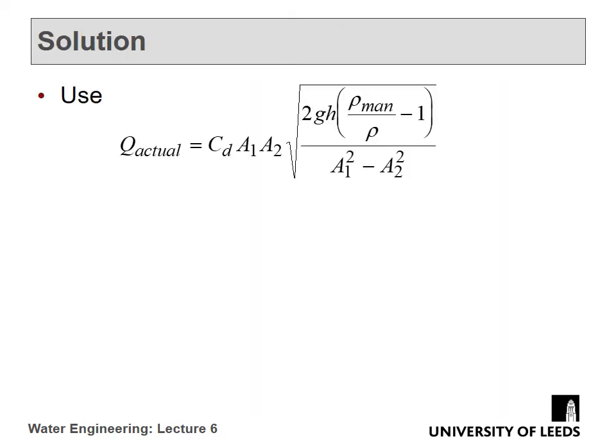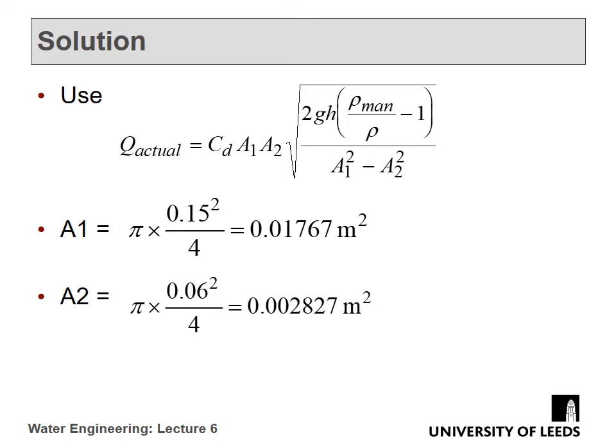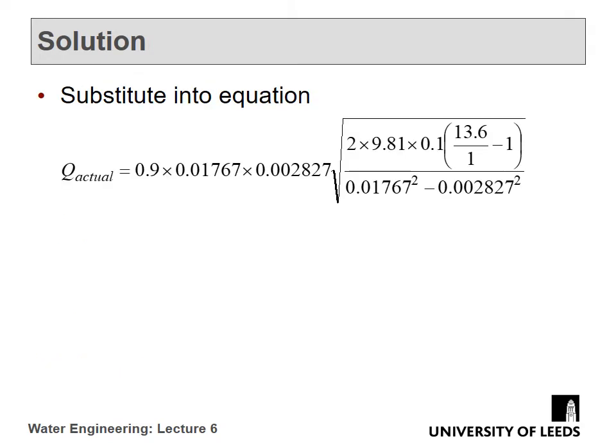Here's our equation we're going to use. It actually asks for the velocity, but there's the equation for flow. Areas, look at these, we calculate these. These are very small again, 0.0176. I've used 4 significant figures, 3 was probably sufficient. H was 0.1. Let's put these into the equation. There we go.